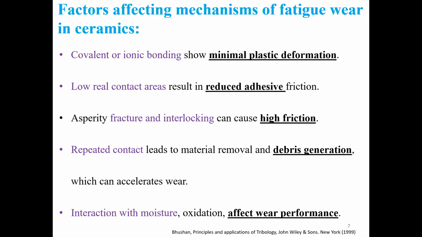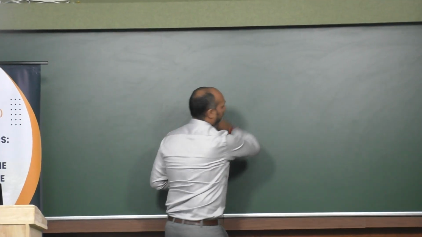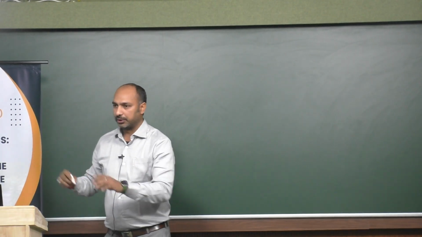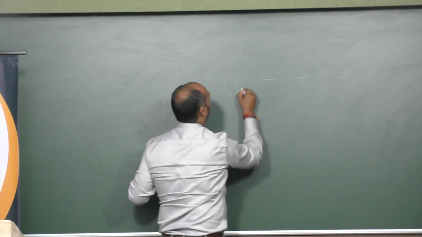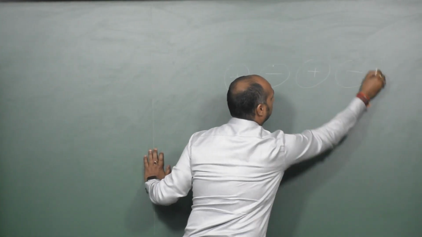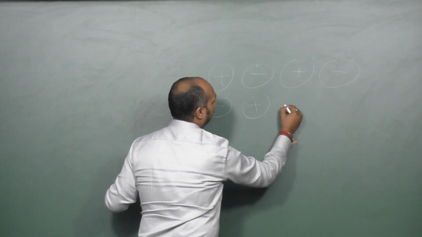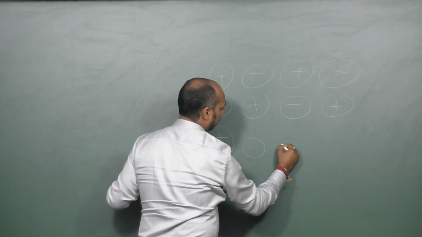Then again, the factors affecting fatigue wear in ceramics are covalent and ionic bonding. In case of metal, they have more slip planes, but let's consider an ionic ceramic. They have plus, minus, so the ions are oriented in this particular fashion, then again minus, plus, minus. This is how their atoms are oriented.